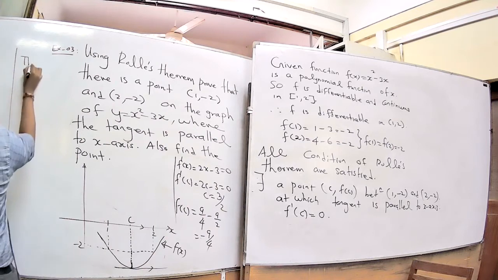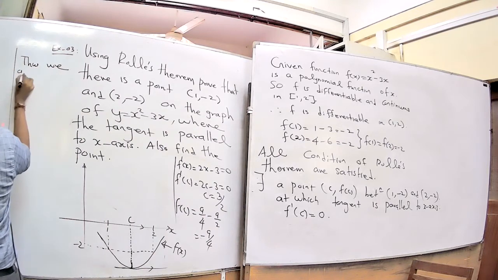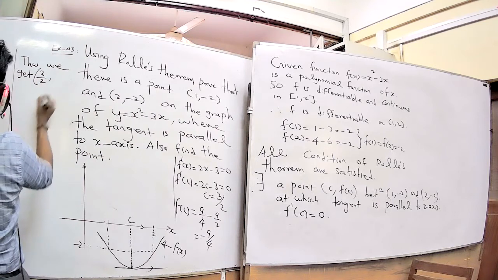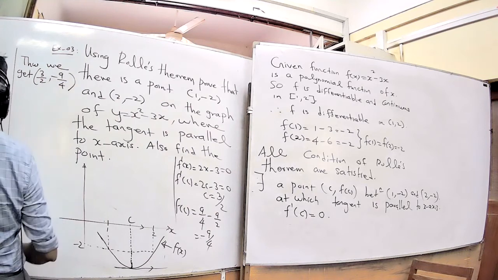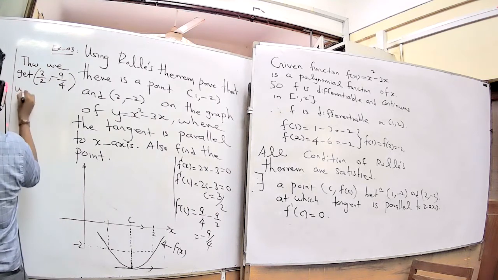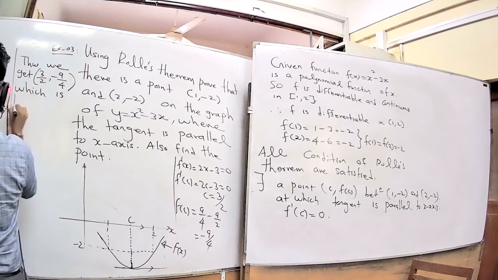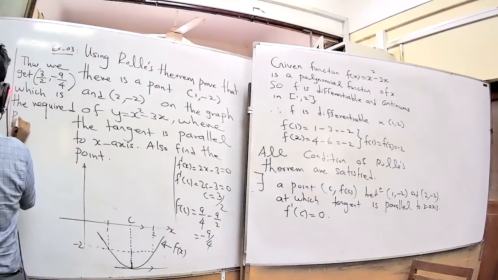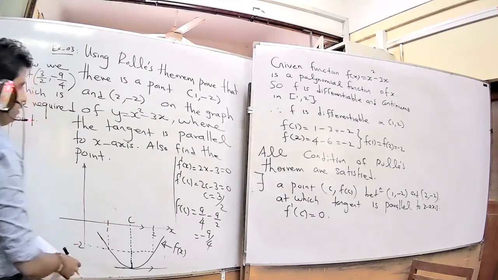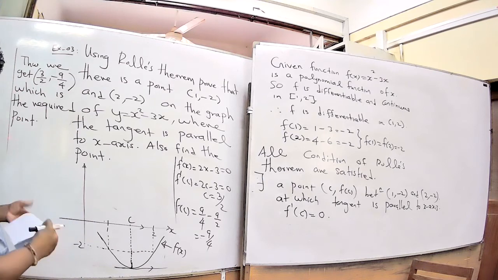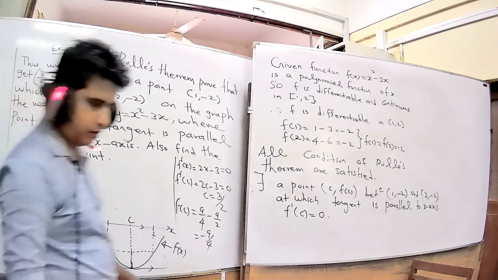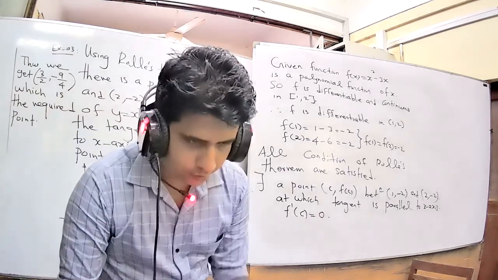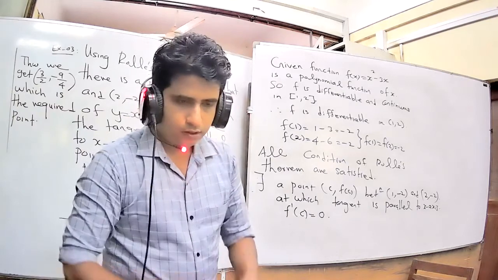Thus we get the point (3 by 2, minus 9 by 4), which is the required point. These are some problems in Rolle's theorem.